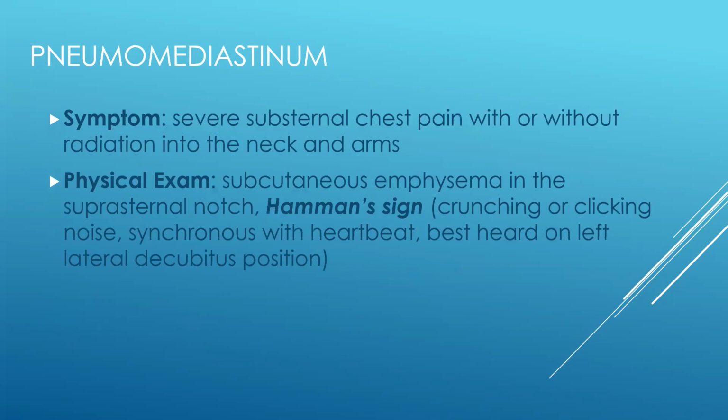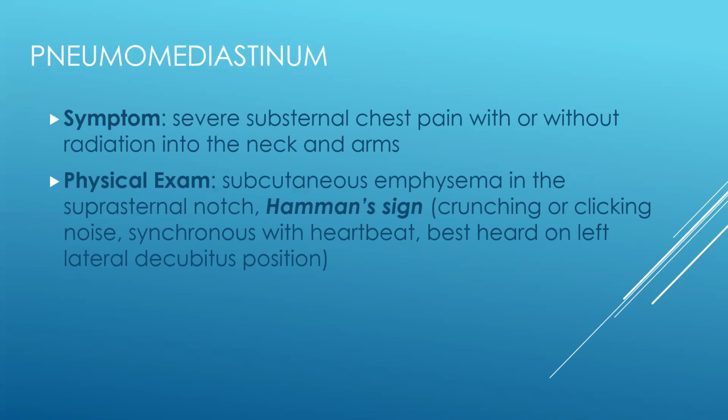So symptoms, patients with pneumomediastinum can experience a severe substernal chest pain with or without radiation into the neck or arms of the patient. On physical examination, you might notice subcutaneous emphysema in the anterior chest wall. So this is presence of air underneath the subcutaneous tissue. So if you try to compress the anterior chest wall of the patient, you might encounter a bubble-like or popping sensation, such as when you're trying to pop bubble wrap. So that's the sensation if you have subcutaneous emphysema.